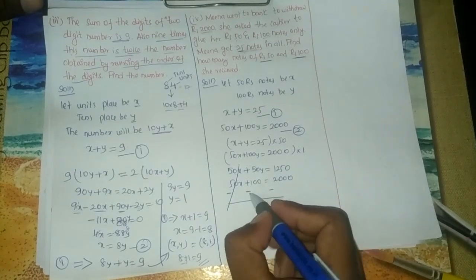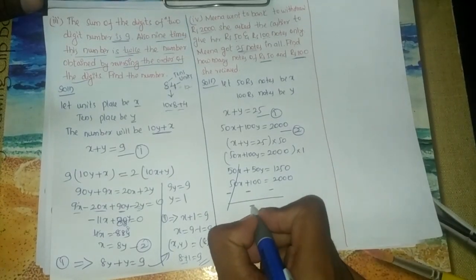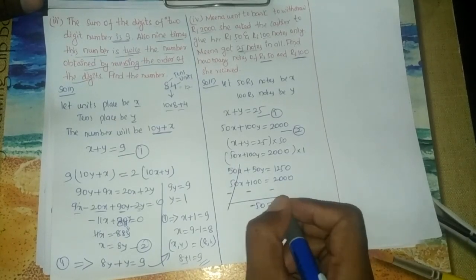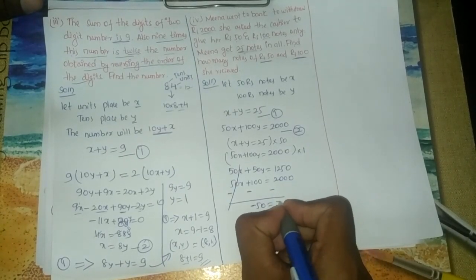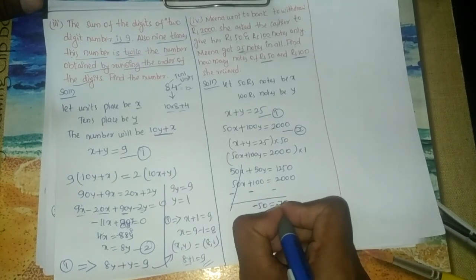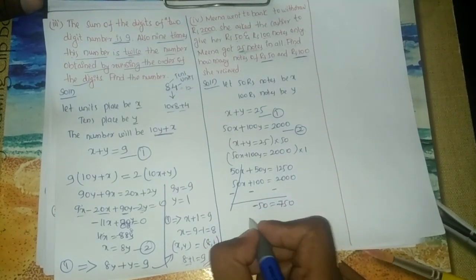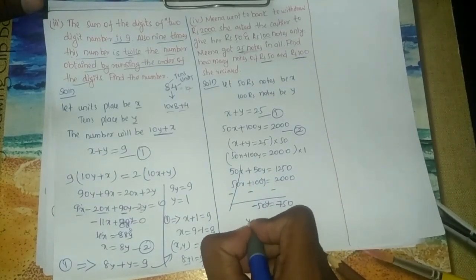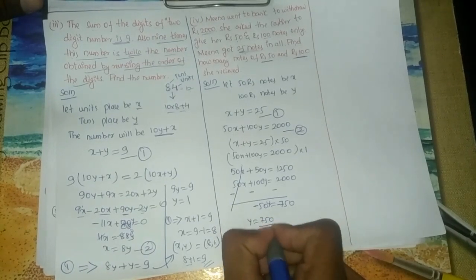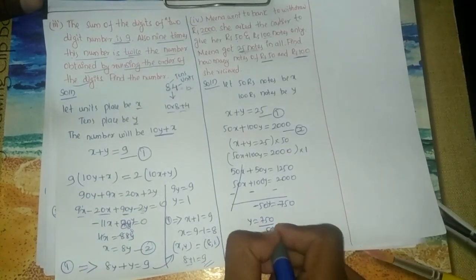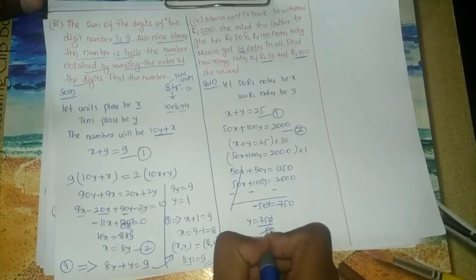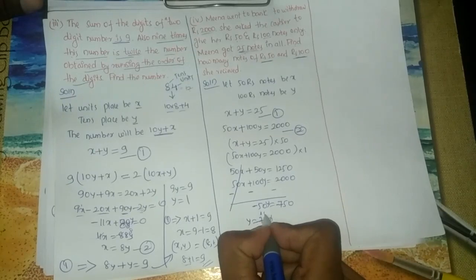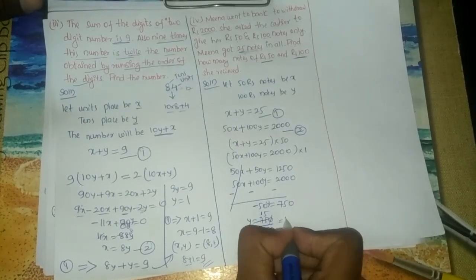50x and 50x will get cancelled. Minus 100y plus 50y is minus 50y. So 2000 minus 1250 will be 750, and that is minus 50y. So y is equal to 750 by 50. The zeros will get cancelled. 5 1s are 5, 5 3s are 15. So y is equal to 15.